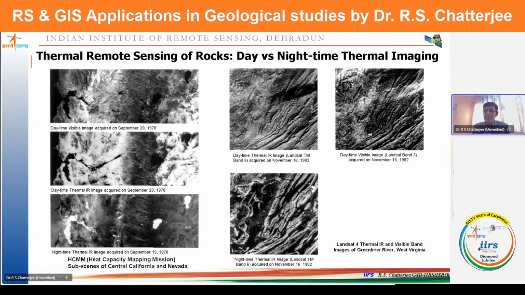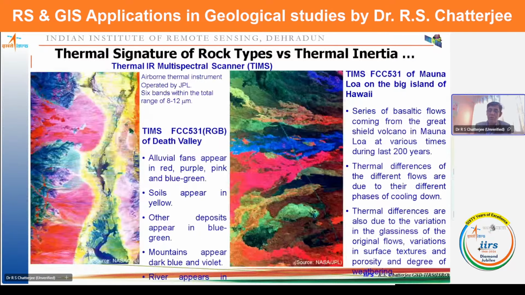Particularly pre-dawn is very good, because all the radiation will be over and the differential heating effect will be nullified. So that is the reason pre-dawn thermal image is ideal for the thermal sensing of the Earth's surface, geological materials. Now you see, depending on the thermal inertia, how different kinds of landforms have different temperatures. Some landforms show this red color, some are blue.